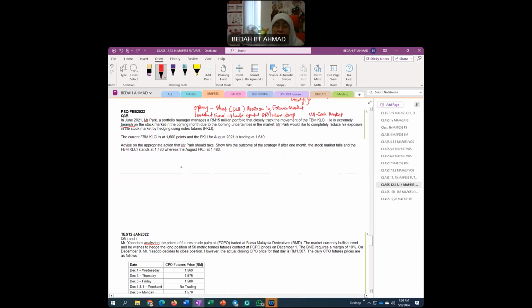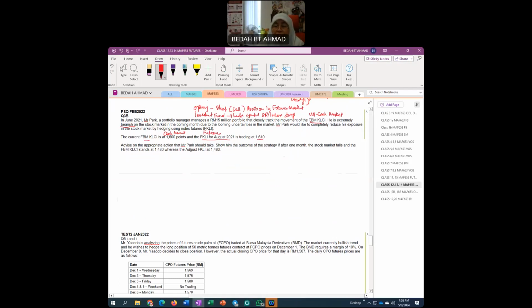1,600 points. Okay, so this one is the cash market, because it is FBMKLCI. So FBMKLCI is the underlying asset in the cash market. FKLI for August 2021, so this is the futures. This belongs to the futures market. Okay, futures market trading at 1610.